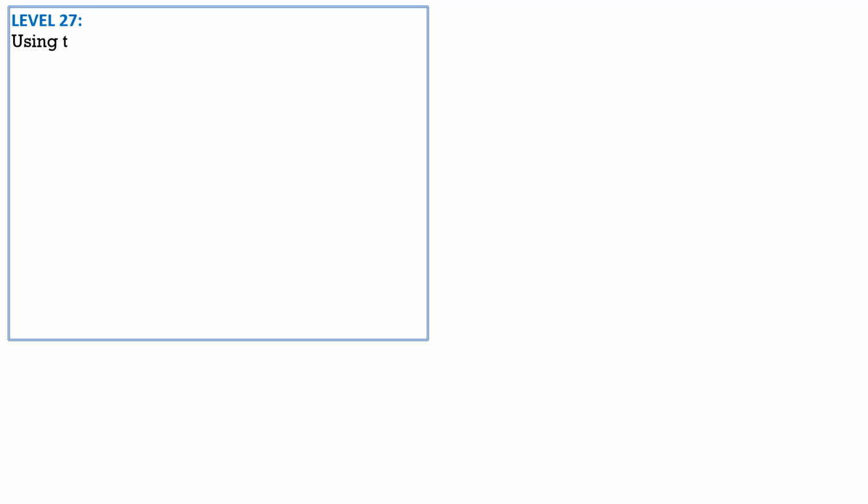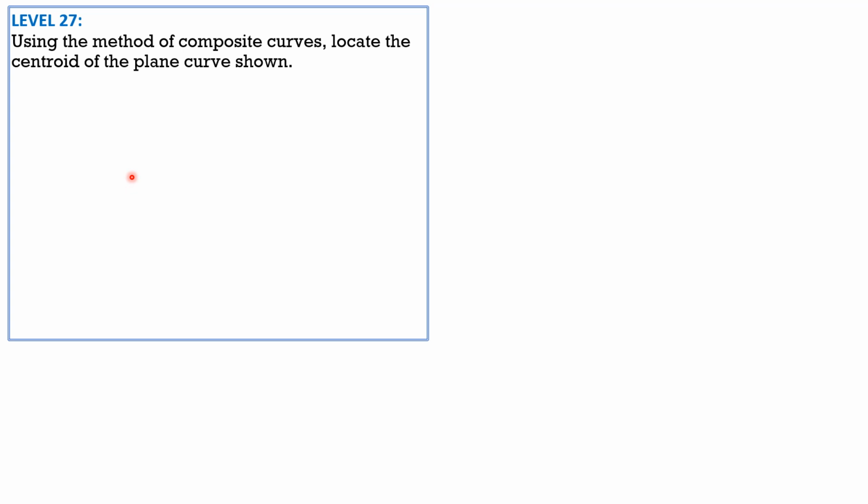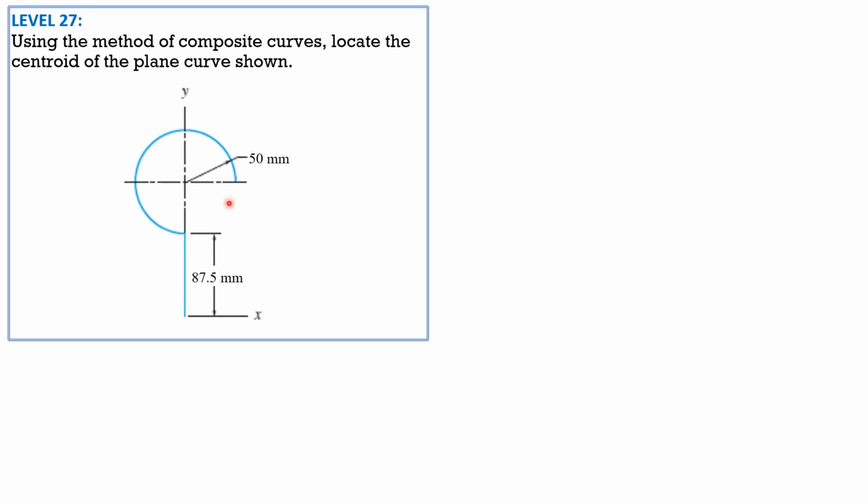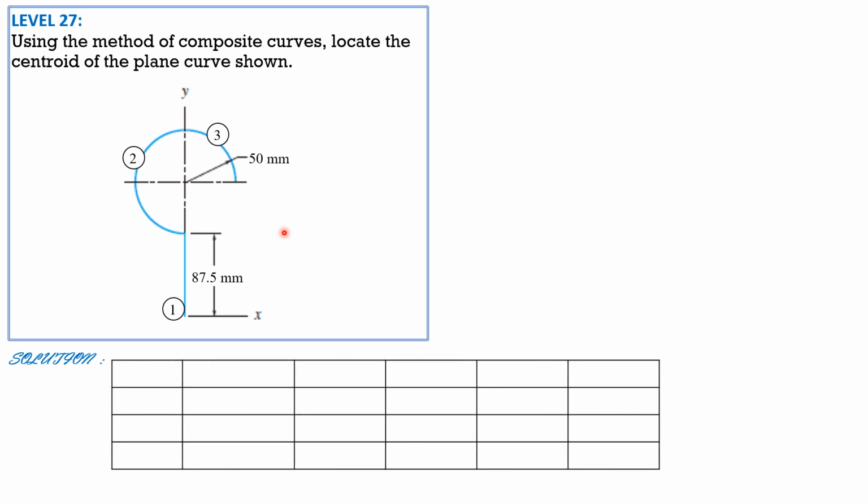Level 27. Using the method of composite curves, locate the centroid of the plane curve shown. So for the solution, let's call this element 1, element 2, element 3. And let's tabulate the calculations. So we have element, the length in mm, the value of x sub c of individual element, y sub c of individual element, the product of length S and x sub c, product of length S and y sub c in mm squared.